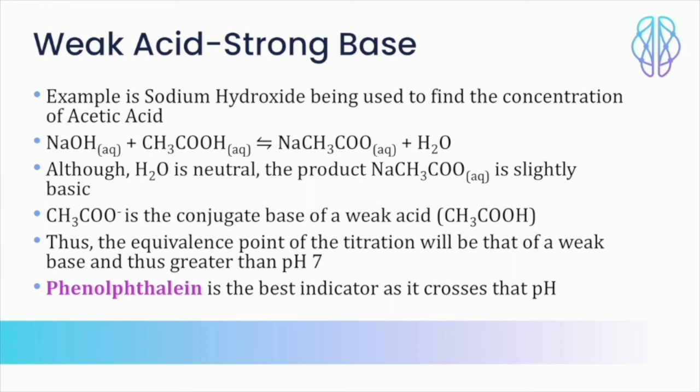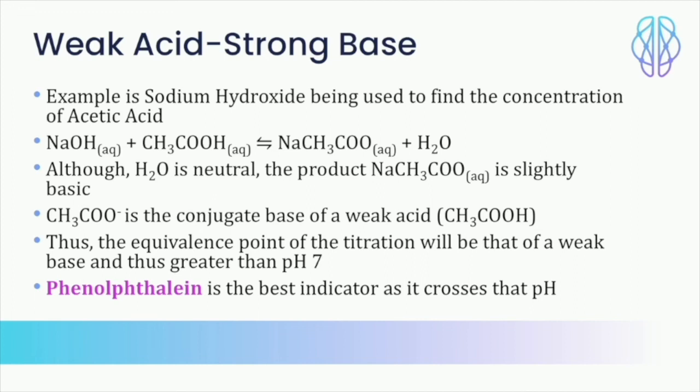In our next example, we have a titration between a weak acid and a strong base. For our weak acid, we're going to use acetic acid as our example, and with our strong base, we're going to use sodium hydroxide once again. This will react and give you sodium acetate and water. Again, although the water is neutral, the product sodium acetate is slightly basic.